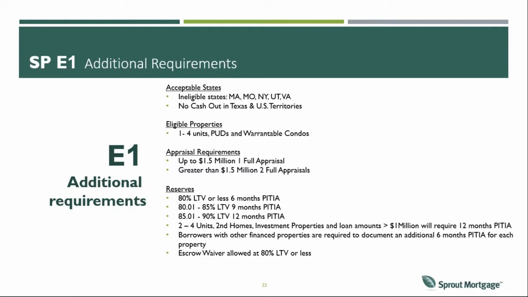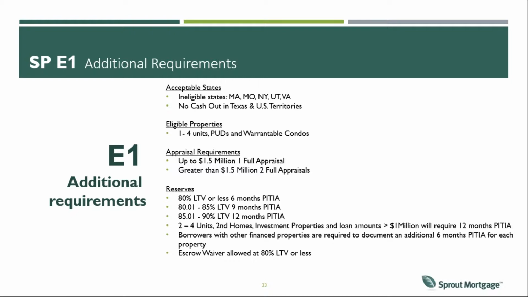Reserve requirements: 6 months is required for LTVs that are 80% or less. We will require 9 months for LTVs that exceed 80% and go up to 85%. 12 months are required for LTVs over 85% up to 90%, okay? If the subject is 2 to 4 units, a second home or investment property, and the loan amount is greater than $1 million, we are going to require 12 months PITIA in reserve.